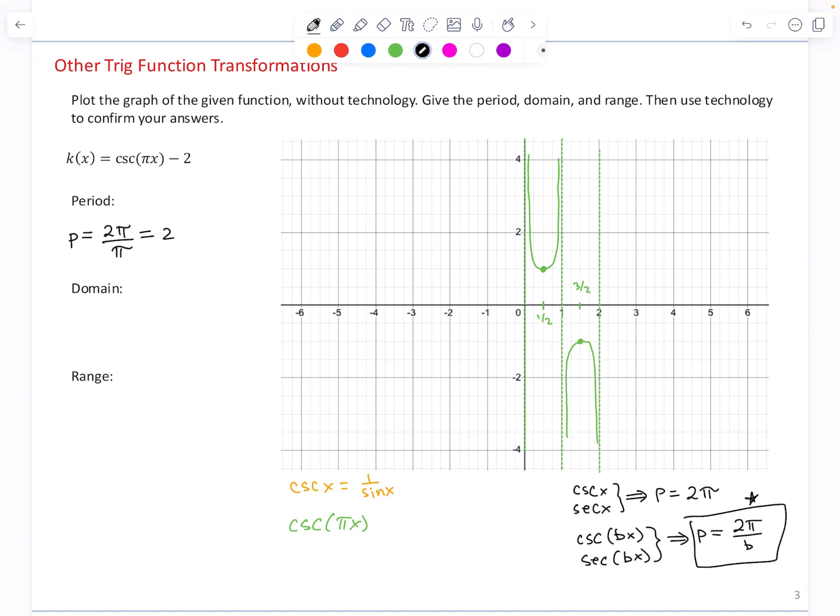So the final transformation is to subtract 2, which is a vertical shift down 2. So I'll shift one of these at a time. This one here will shift down 2.